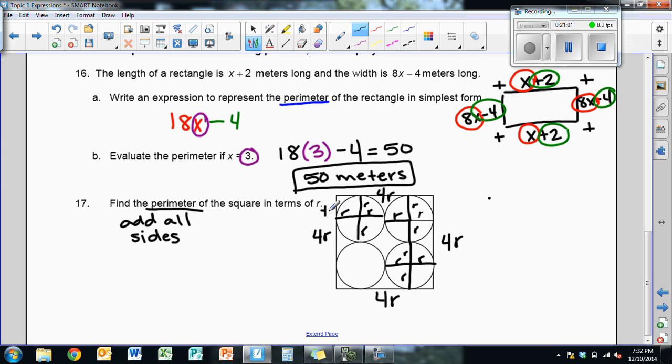Now to find the perimeter, I need to add these all up. Since they all have an r, I can combine my like terms. And I have 16r.